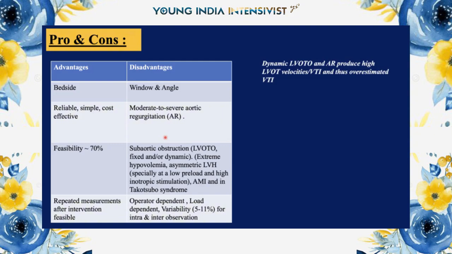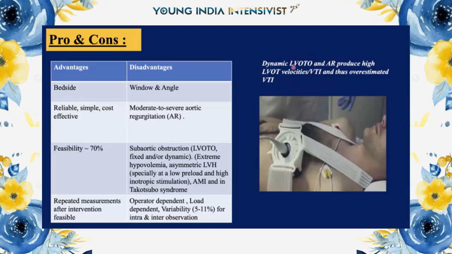Okay. Dynamic LV outflow tract obstruction and AR produce high LVOT velocity. So a false positive VTI may be present in dynamic LV outflow tract obstruction and AR. Okay. So in case you want to do a passive leg raising test without changing the angulation, such kinds of fixating devices are available.